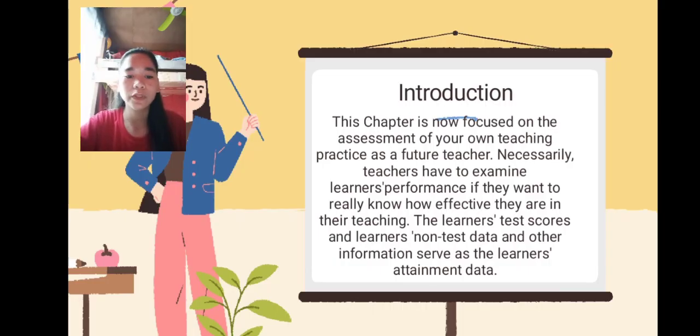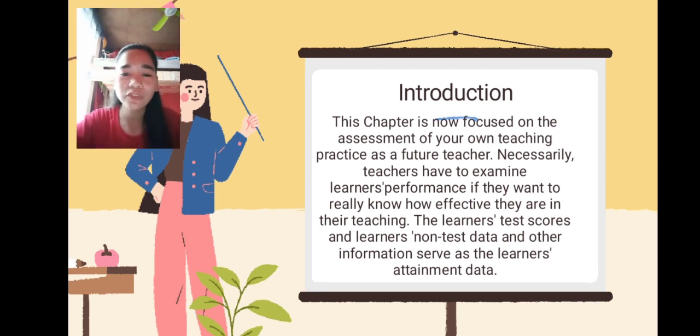Introduction. This chapter is now focused on the assessment of your own teaching practice as a future teacher. Necessarily, teachers have to examine learners' performance if they really want to know how effective they are in their teaching. The learners' test scores and learners' non-test data and other information serve as learner attainment data. So in this chapter, we are focusing on the learner test scores and learner non-test data.